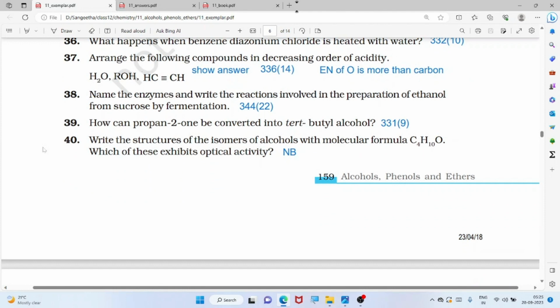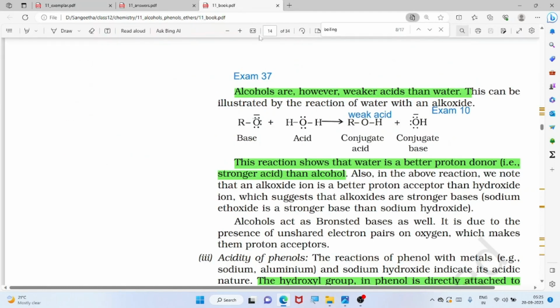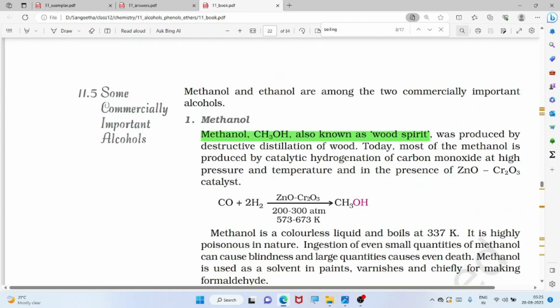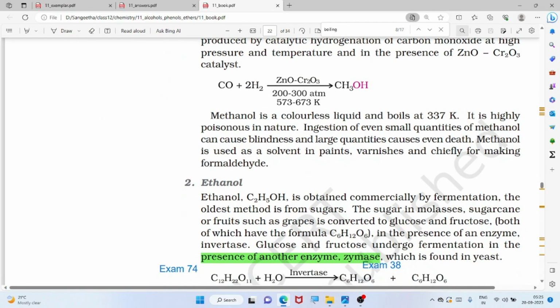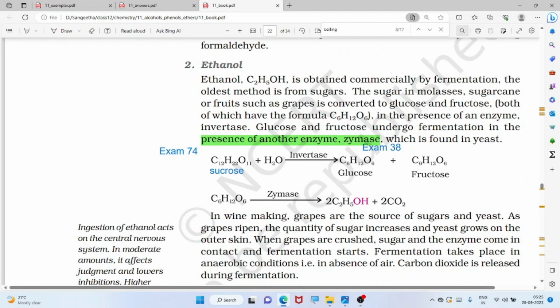Name the enzymes and write down the reactions involved in the preparation of ethanol from fermentation. These are the enzymes. Okay, zymase, invertase. These are the enzymes involved in the fermentation.